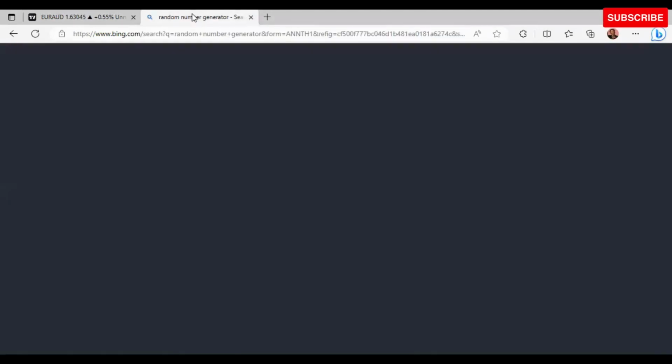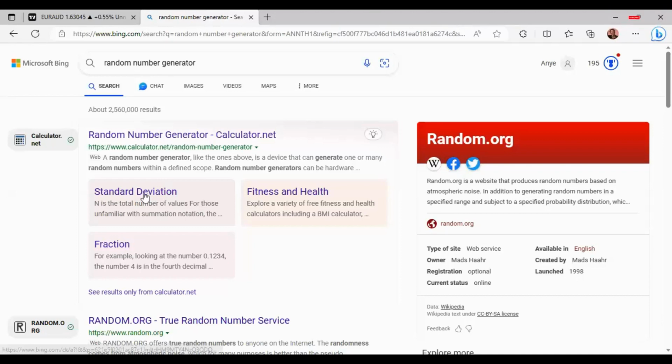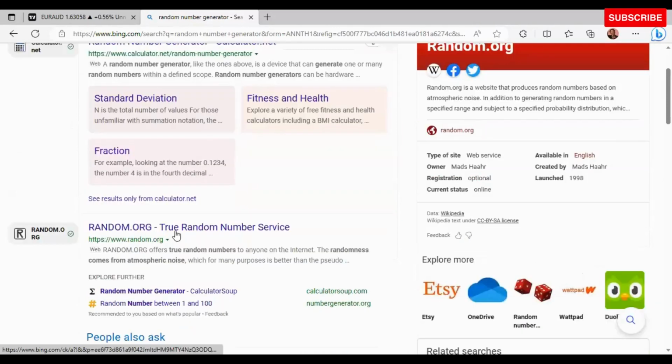So I'll just head over to Google here and type random number generator. I want Google to help me pick a random number so that I can use it to pick whatever pair I'm going to trade. All right, so let's do that real quick.